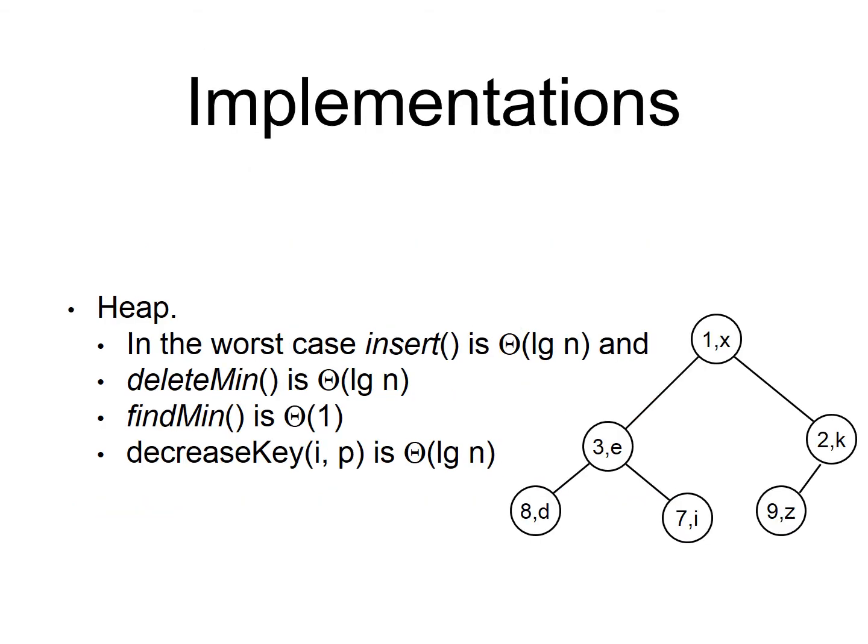Now let us see how the implementation of priority queue is done. The basic thing we will be using is a binary heap. We use binary heap because its complexity is very low when compared to other implementations, and you can see that delete minimum and find minimum have very low time complexity.